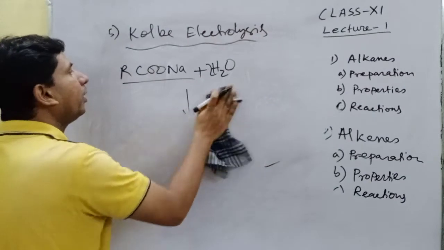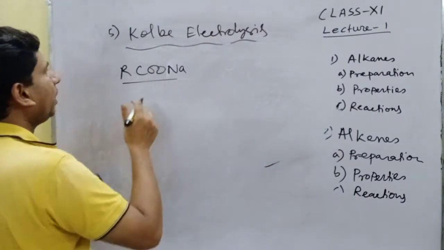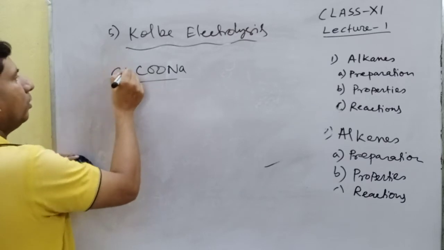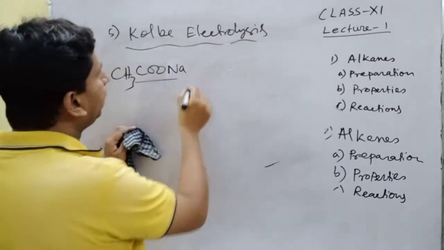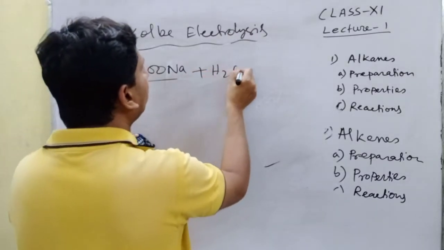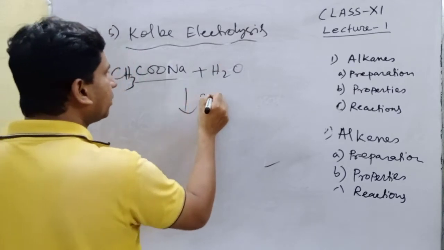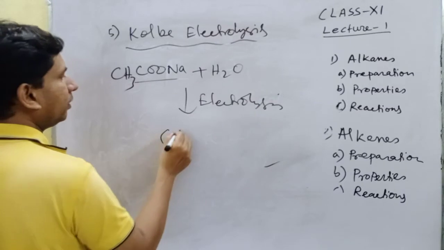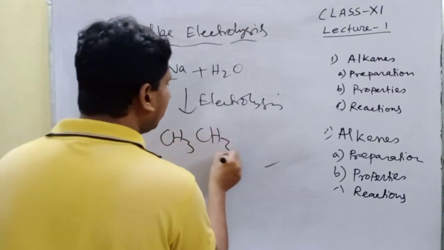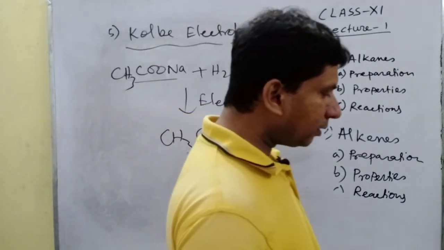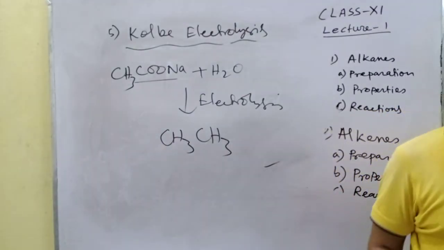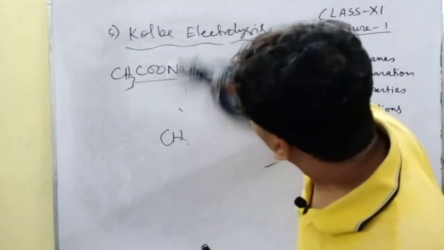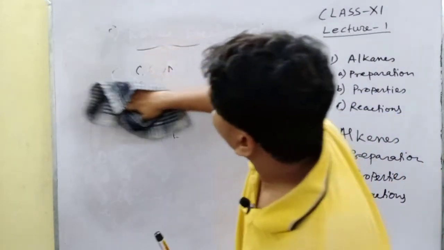So if we use R as CH3, after electrolysis we will get CH3CH3. This is known as the Kolbe electrolysis process. These are all giving alkane.